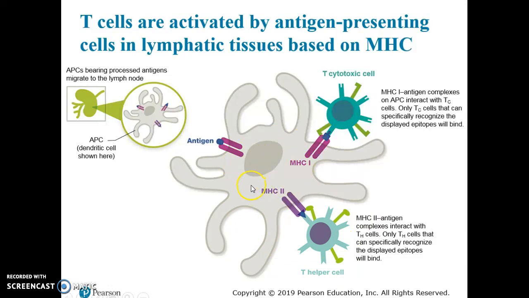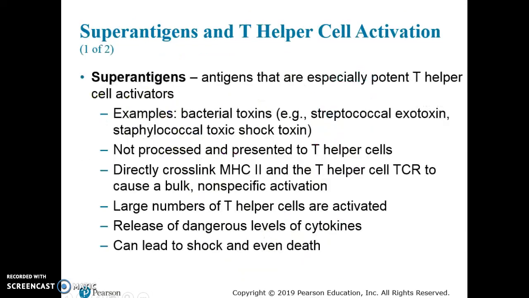All right, the professional antigen presenting cells are dendritic cells, which is what this guy is. It is also macrophages, and it is also B cells. So B cells express MHC class 2, and so B cells can actually interact with T helper cells and allow for activation of that helper cell.